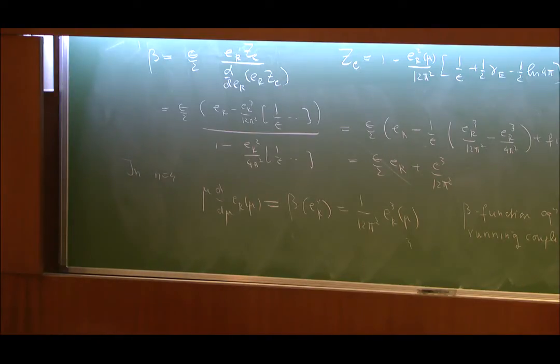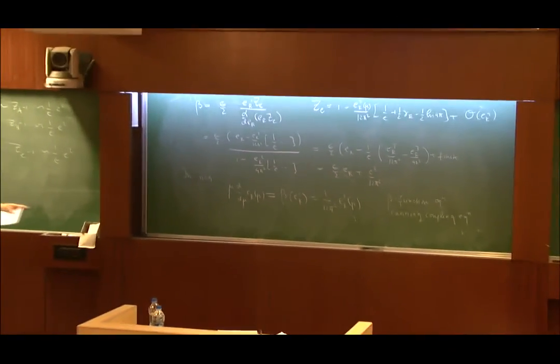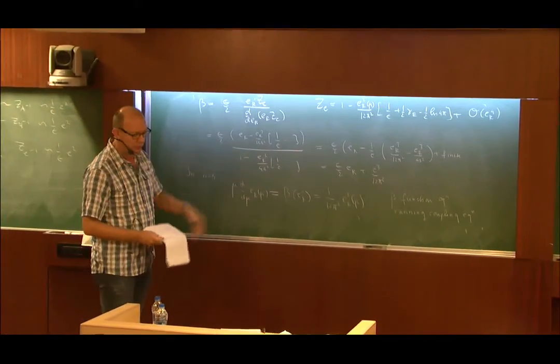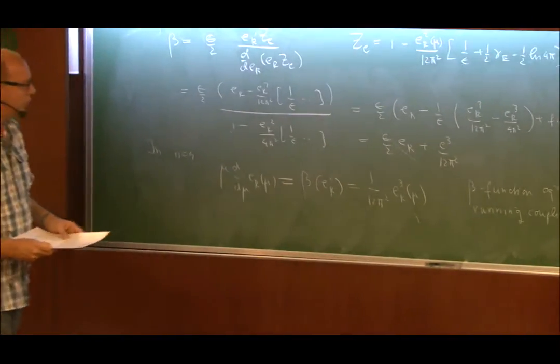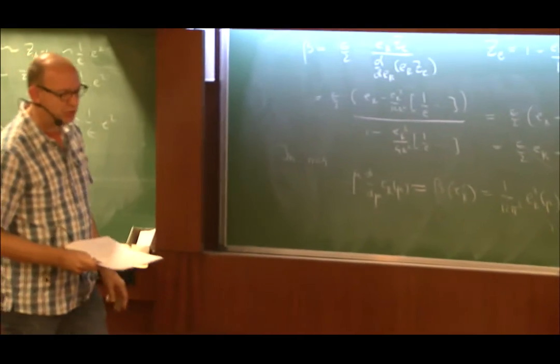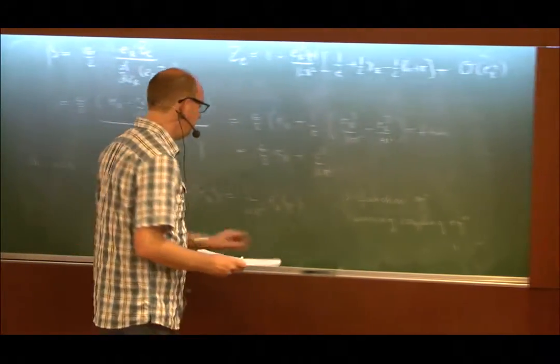Well, given we have until 10 past, more or less. Let me then continue actually with this. I was going to briefly do anomalous dimensions, but I'll do that tomorrow then. I'll stick with this. So we have this equation. Let's see what it means and what it leads to.